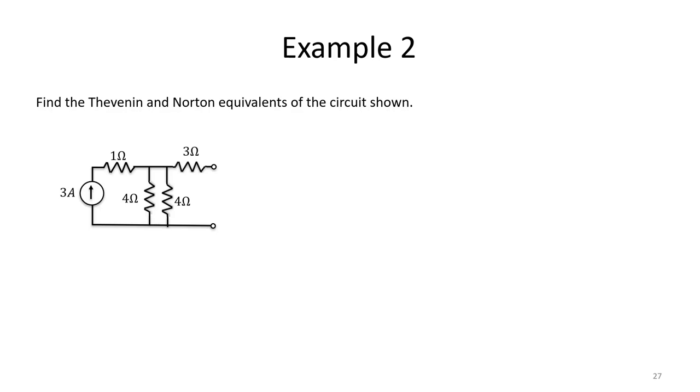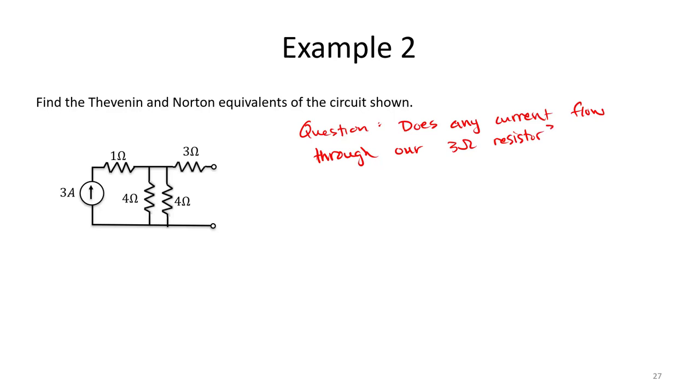Let's first start with a question. Does any current flow through our 3 ohm resistor? Take a moment and think about it. Does any current flow through that resistor? The answer is no, right? Because a 3 ohm resistor is connected to an open.